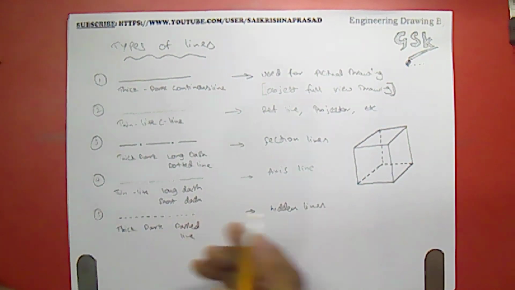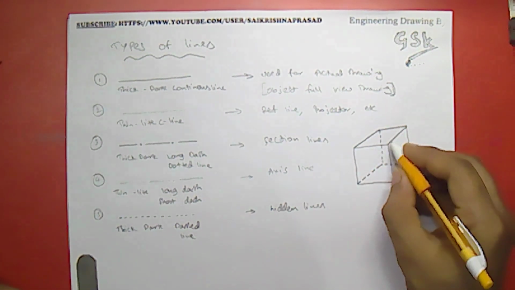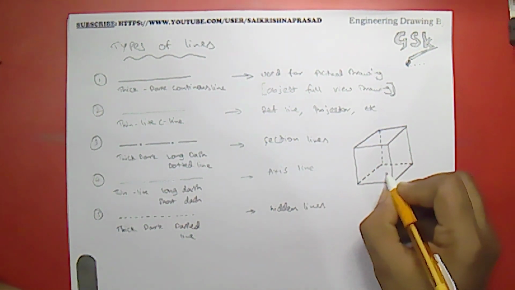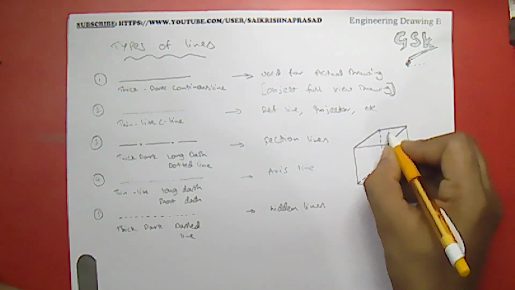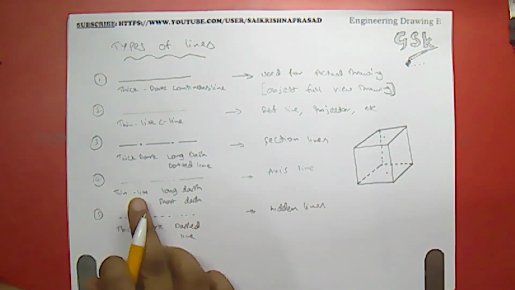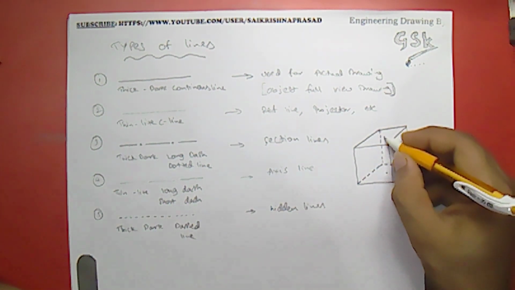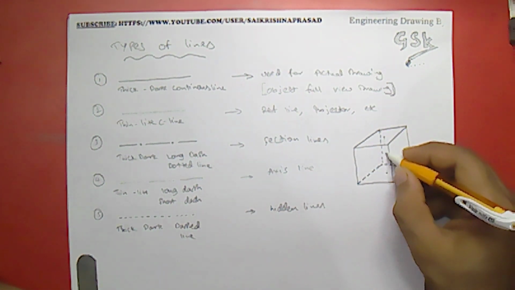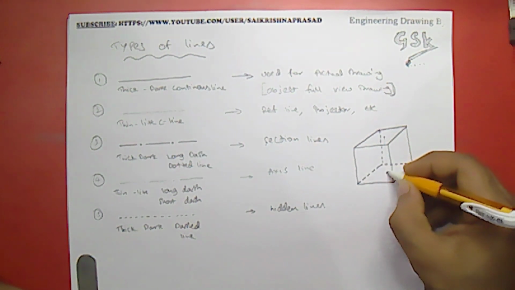I have to represent the axis line also, because this is a solid having a center point over here. I'll be locating the center point at this face, and at this face also. From this end to this end I have to draw this axis line. This would be a thin, long dash, short dash line.